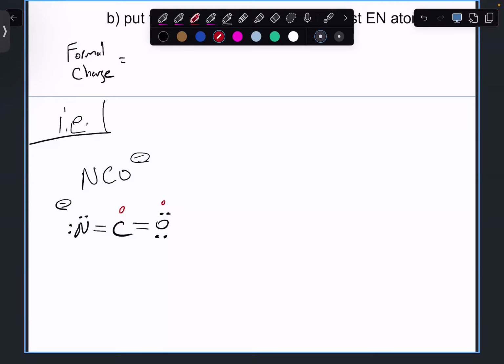What does the formal charge of nitrogen have to be? Remember, it has to be -1. And we know that because we know the sum of the formal charges has to equal the overall charge. We've already established that's 0 and that's 0. By default, the nitrogen must be a -1 because the sum of the formal charges has to be -1.